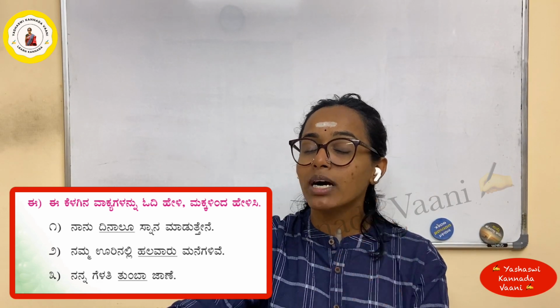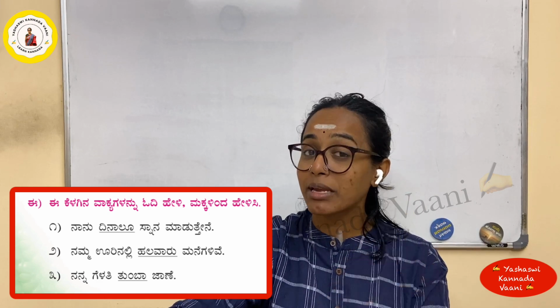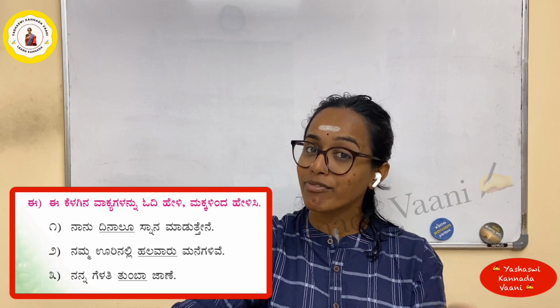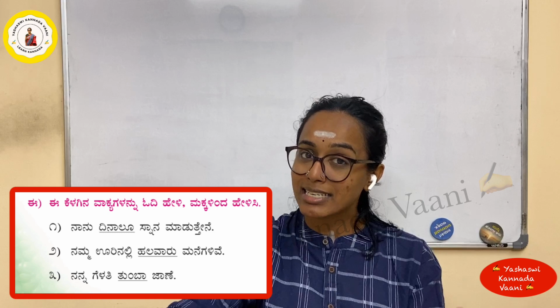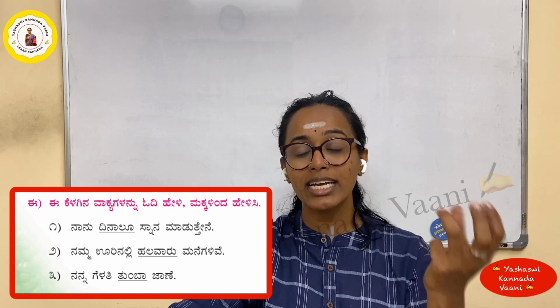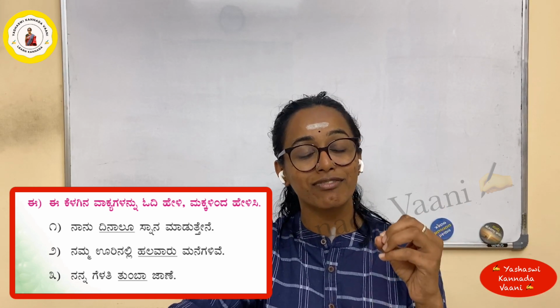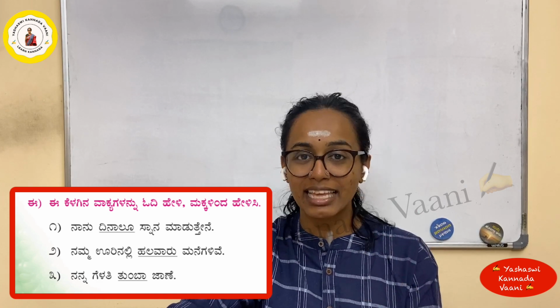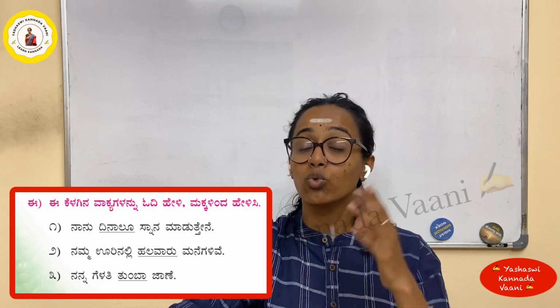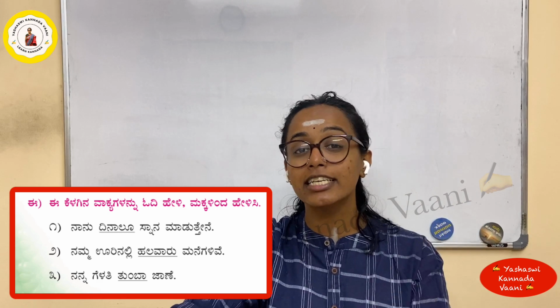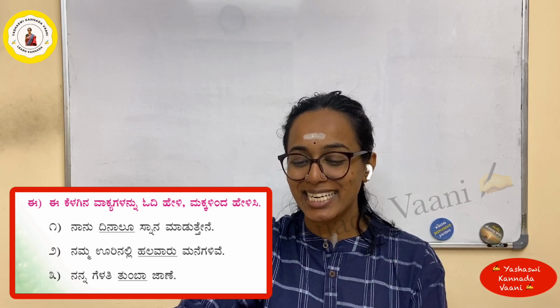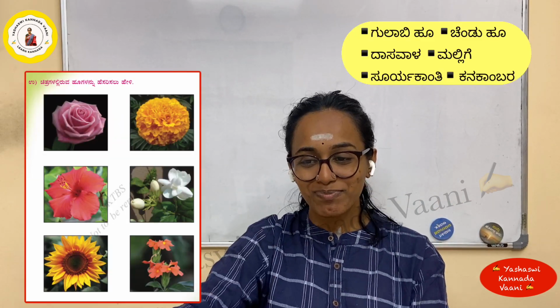ನನ್ನ ಗೆಳತಿ ತುಂಬಾ ಜಾಣೆ. ಗೆಳತಿ is a friend, a female friend. ಗೆಳೆಯ is a male friend. Okay. A boy is called a ಗೆಳೆಯ. If the friend is a boy, it is ಗೆಳೆಯ. If a friend is a girl, then it is a ಗೆಳತಿ. ನನ್ನ ಗೆಳತಿ, my friend, ತುಂಬಾ ಜಾಣೆ, is very intelligent. Okay, repeat the sentence. Next one.